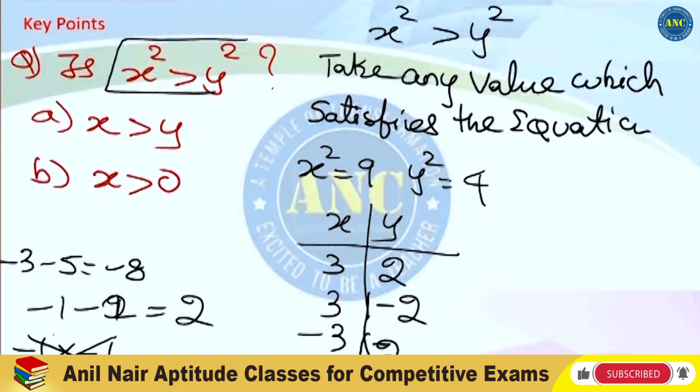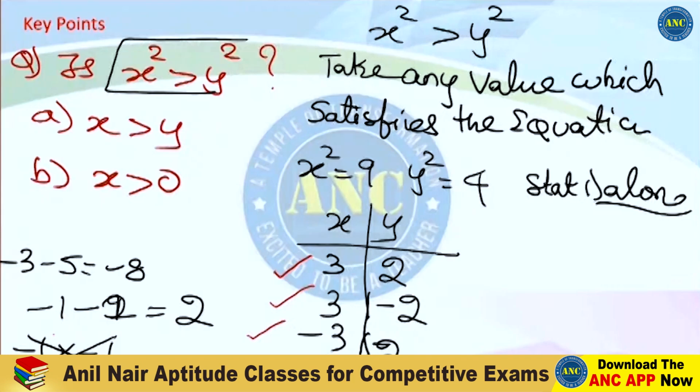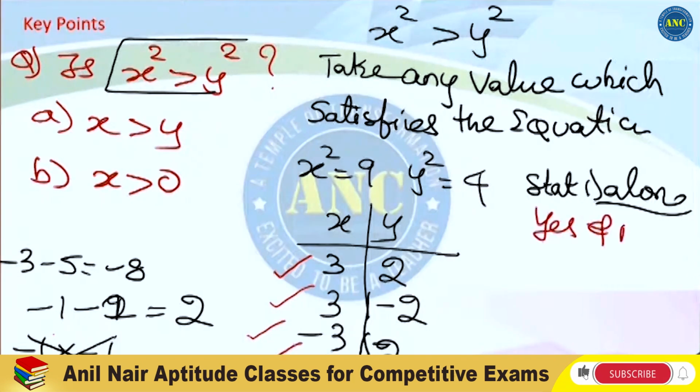First option: statement 1 alone. X is greater than y. Check it out in this table. If x is greater than y, 3 greater than 2, yes. 3 greater than minus 2, yes. Minus 3 greater than 2, no. Minus 3 and minus 2 also no. I am getting yes and no, two answers. Not possible.